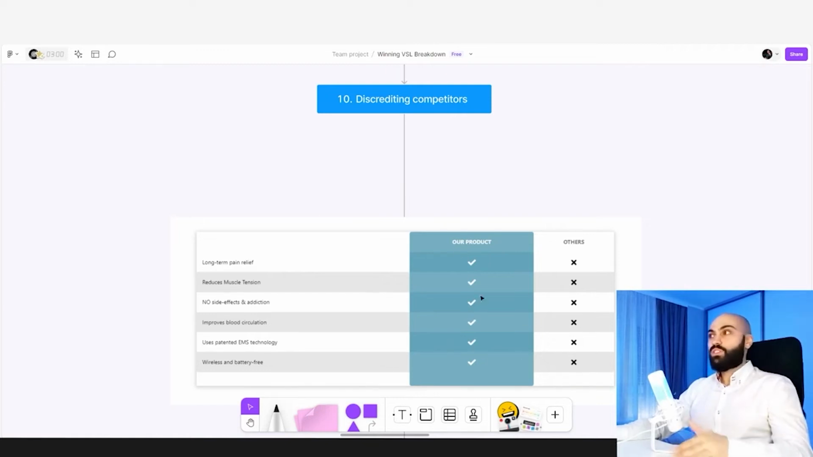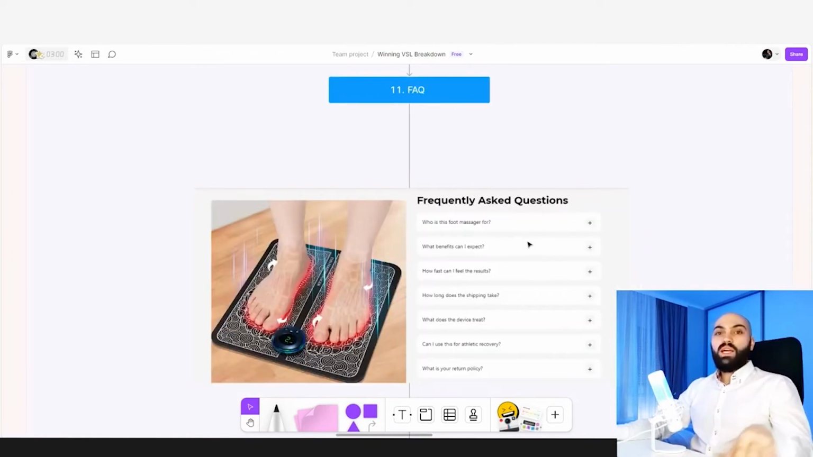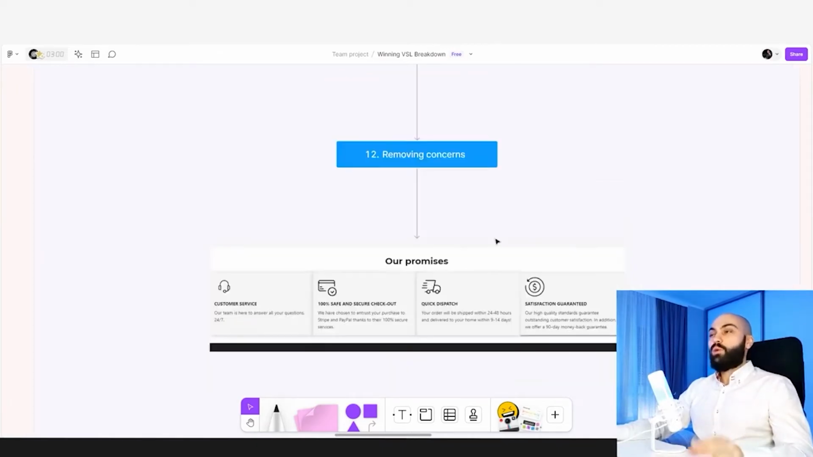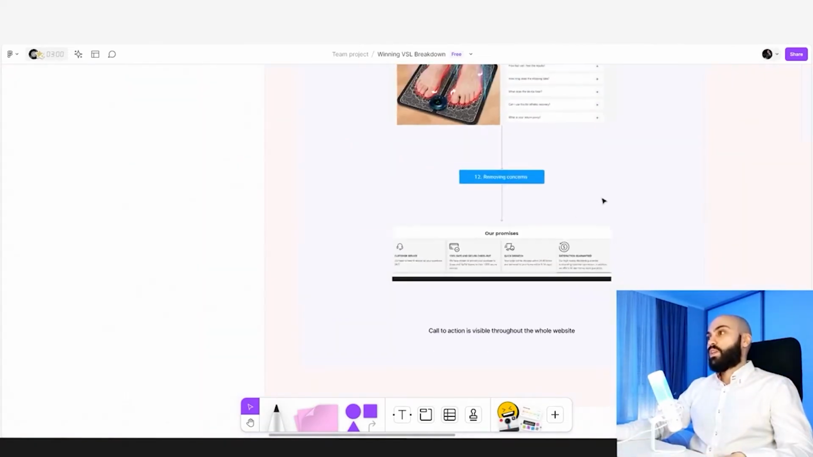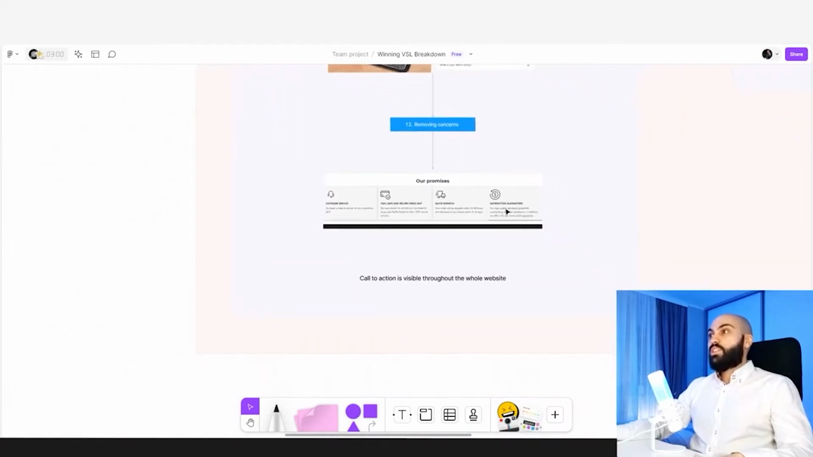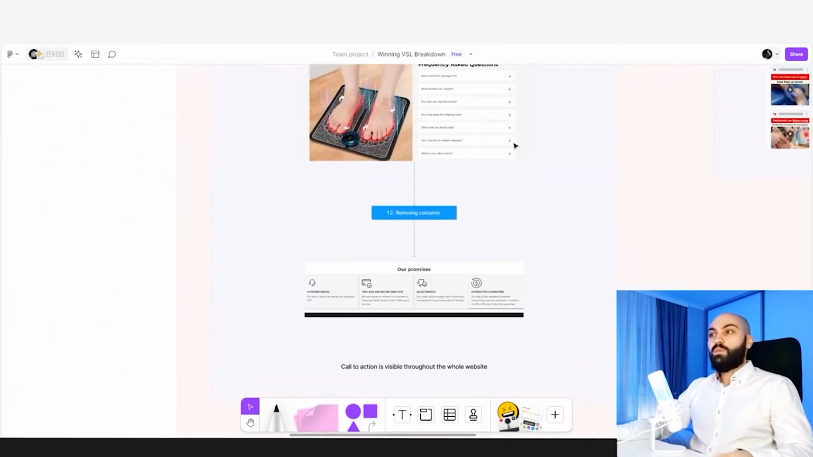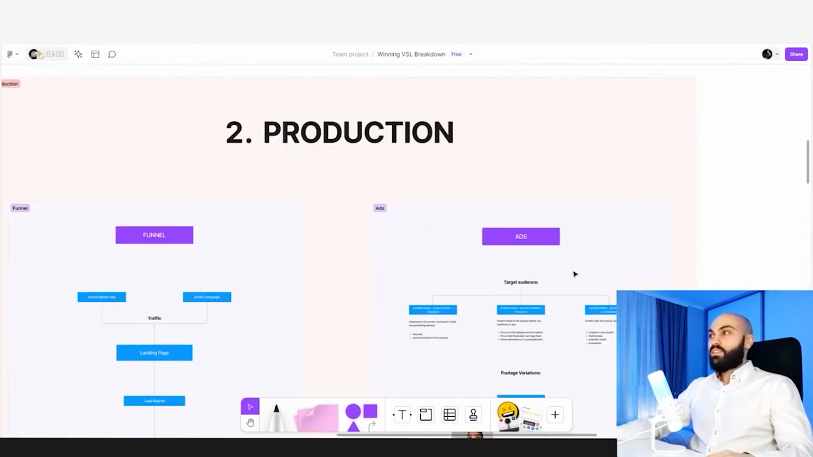Frequently asked questions: we will answer all of the questions and concerns that they might have at this point, and remove those concerns with the promises. If something goes wrong, they can call customer service support. The website is 100% safe. They will get quick delivery and they will get a 100% money back guarantee. The call to action is visible throughout the whole website, so they can make the decision to buy whenever we convince them. Now we will move to the ads.